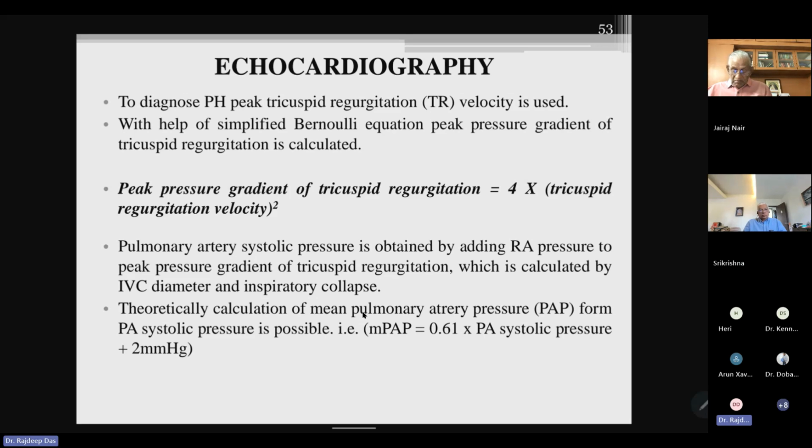Theoretically, the calculation of the mean pulmonary arterial pressure through Doppler echocardiography is possible, but it varies significantly from the right heart catheterization pulmonary pressure.